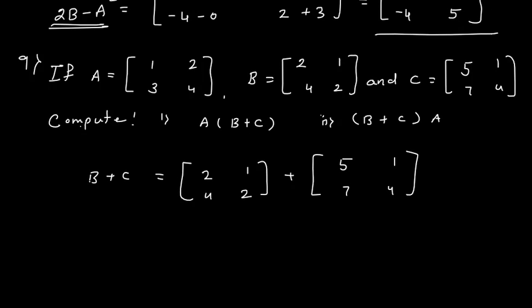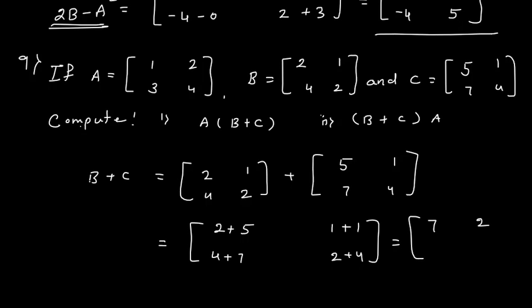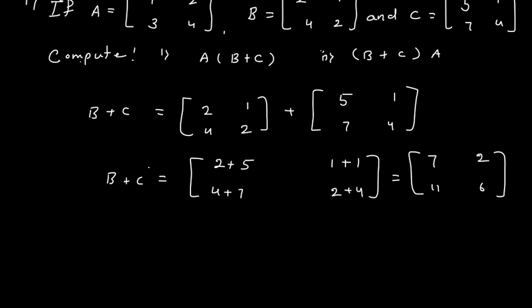So this B plus C will give me 2 plus 5, and here it is 1 plus 1, and here it is 4 plus 7, and this is 2 plus 4. So 2 plus 5 is 7, 1 plus 1 is 2, 4 plus 7 is 11, and 4 plus 2 is 6. This is B plus C. Now we have to calculate A into B plus C. So the value of A we have [1, 2; 3, 4], and the value of B plus C we have [7, 2; 11, 6].